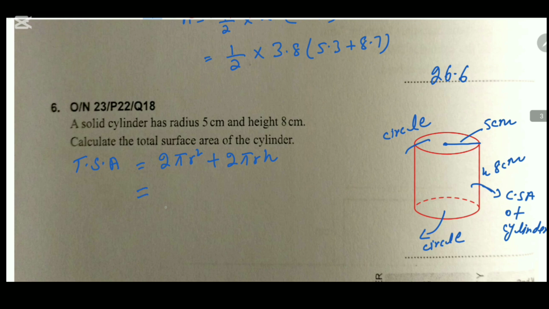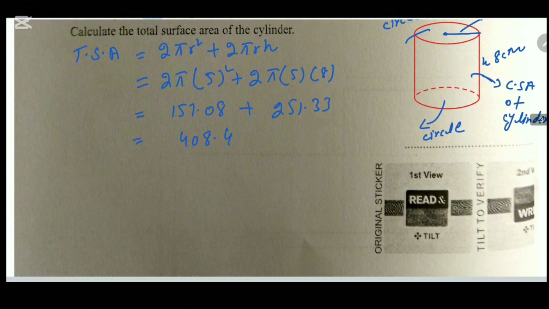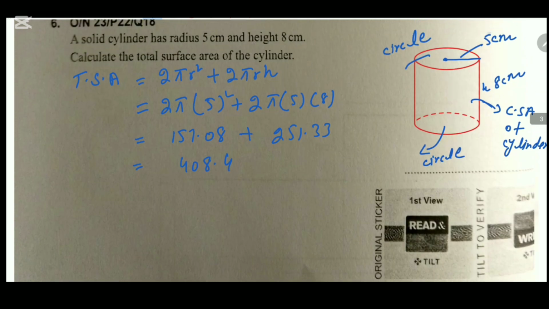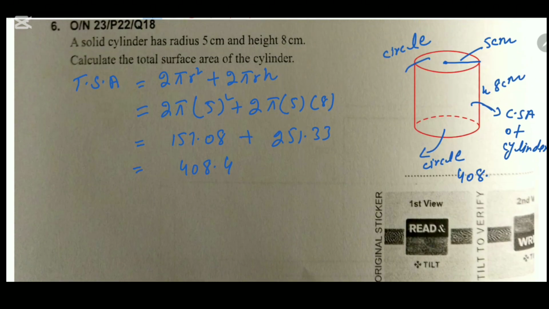So now, 2 pi r square, where r is 5, plus 2 pi r h, where r is 5 and height is 8. So 2 pi r square is 157.08 plus 251.33. If you put it in the calculator, you will get 408.4. 408.4, that will be your final answer.